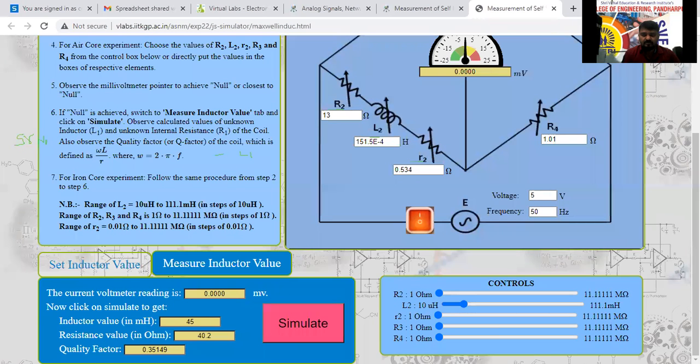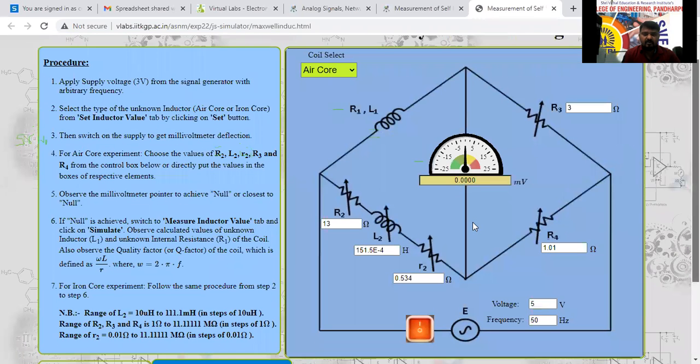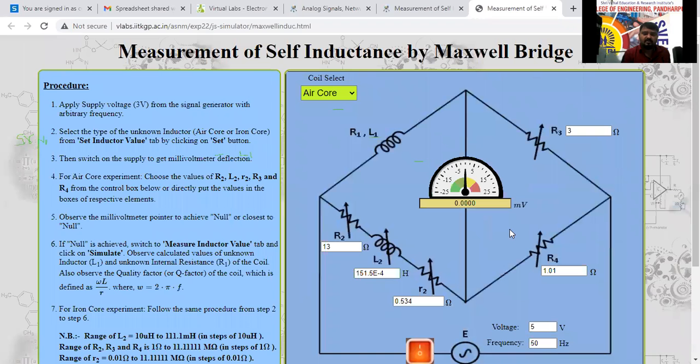Any doubts you have? If you have any computer, laptops, or if you want to visit the college, you can come and practice this one in the laboratory, computer lab. Okay. Any doubts? No, sir. So we'll stop here only then.